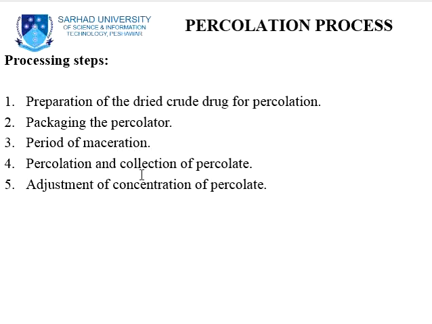Number four, percolation and collection of percolate, which means that after soaking, additional menstruum is added and the flow is adjusted by collecting the percolate from the bottom of the percolator. And lastly, the adjustment of concentration of the percolate, which means that the required concentration is achieved by equilibrium or constant flow, that is, addition of the menstruum and the collection of the percolate or extractant.